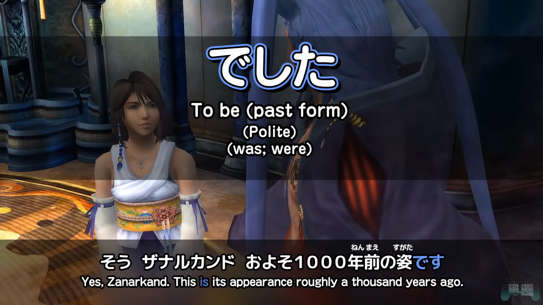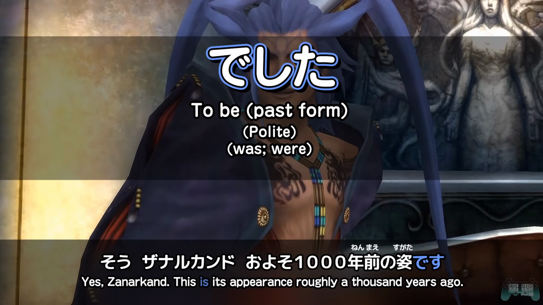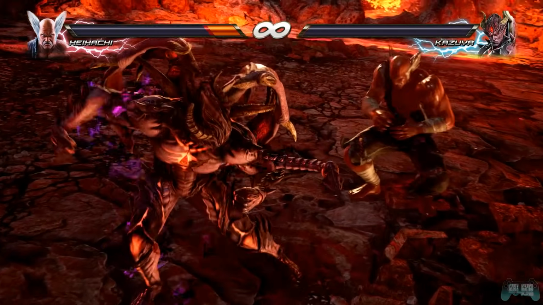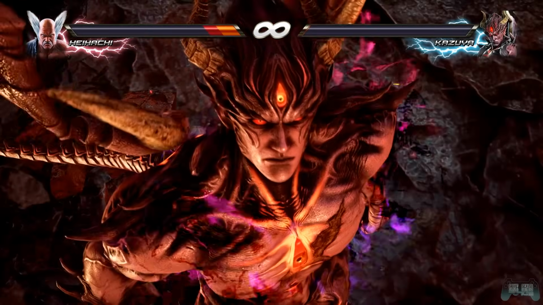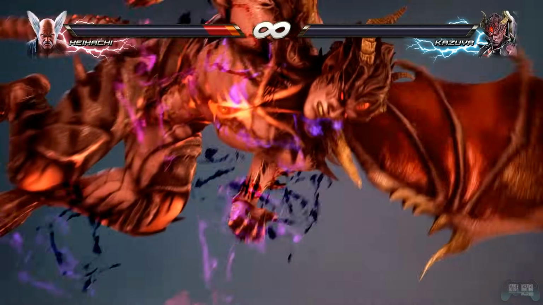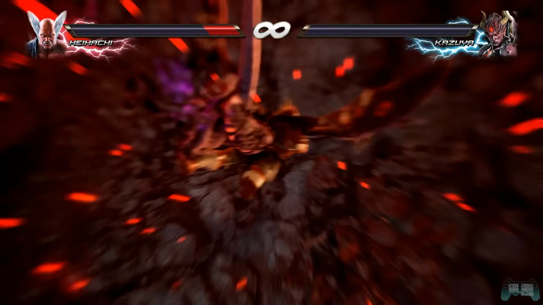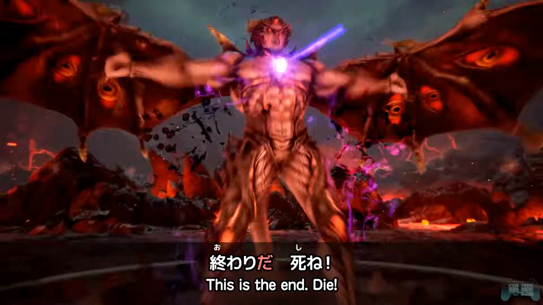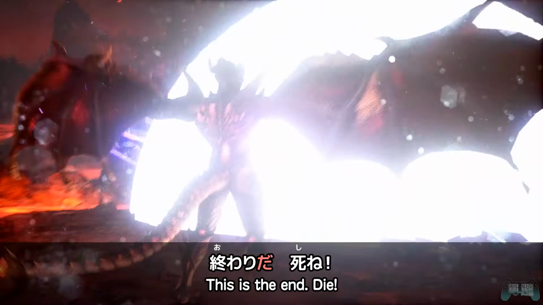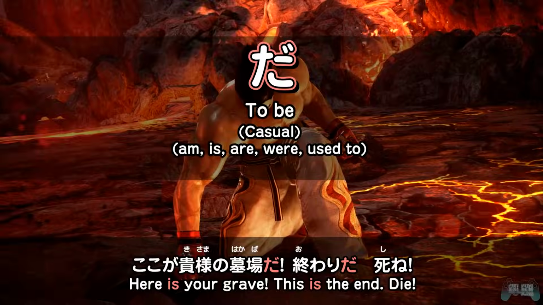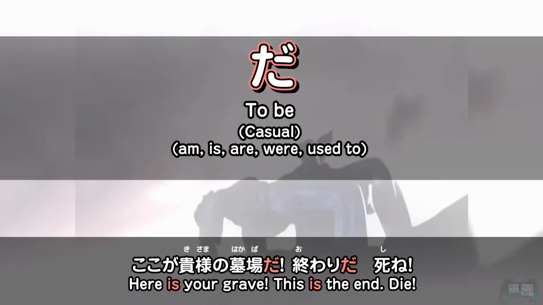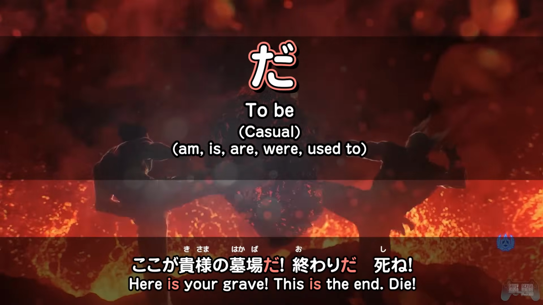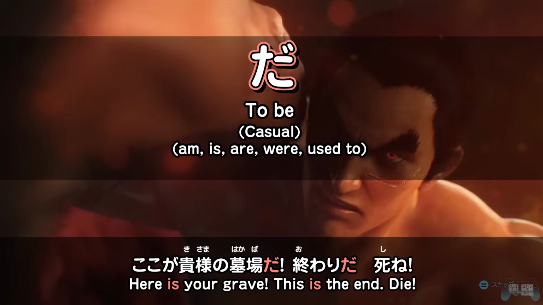So des is quite polite, but if you want it to be more casual, we have da, to be, the casual form. So just like des, da is used in exactly the same way, however this is the casual version. It's used in more casual settings like with family or friends.